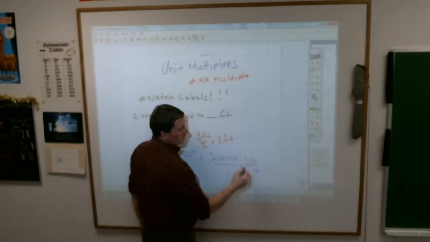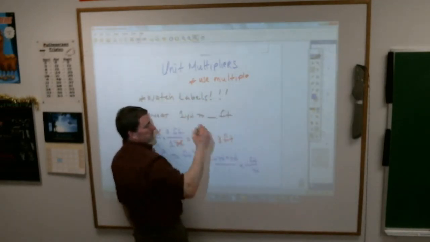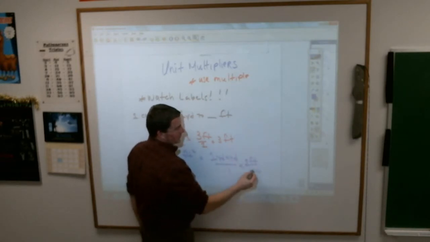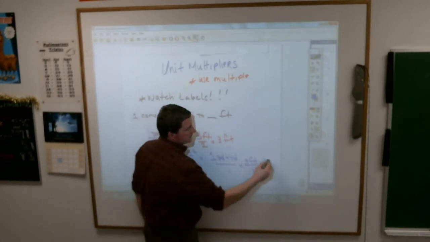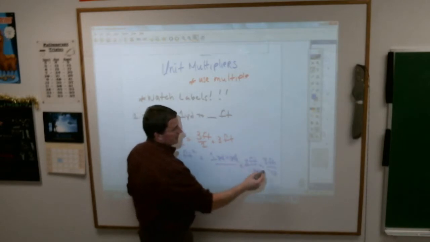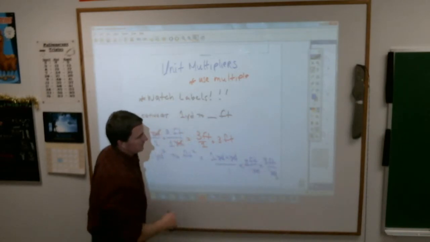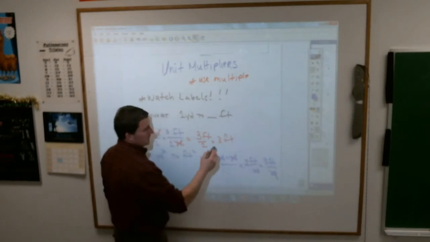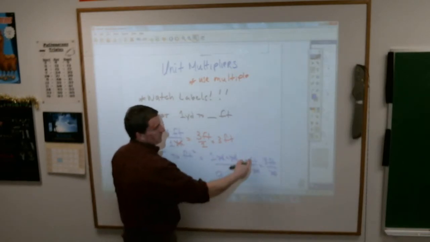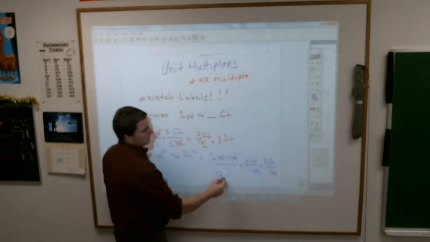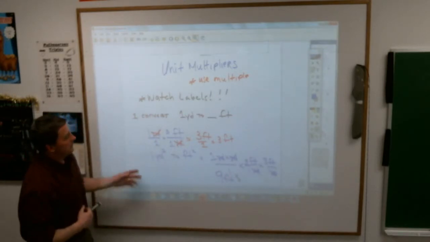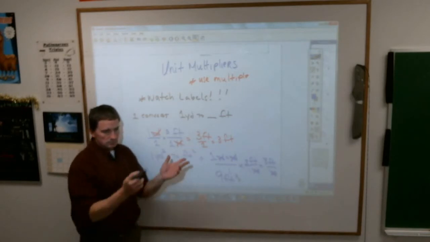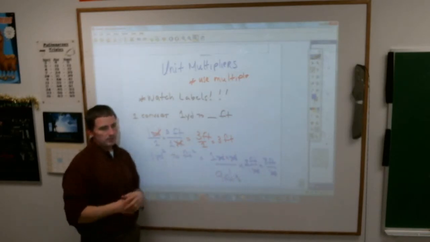So instead of it just being this 3 feet over 1 yard, you need to do 2 of them. Because if I just do 1, then I'm still left with 1 yard label. So I need to do 2 identical ones so that both the yard labels cross off. And guess what I'm left with? 3 times 3 is 9. And what's feet times feet? Feet squared. In 1 square yard, there are 9 square feet.